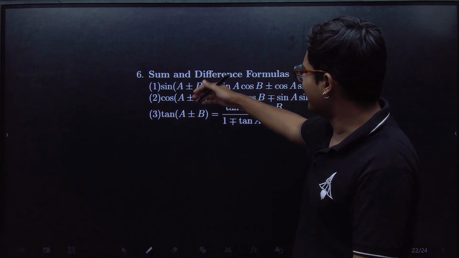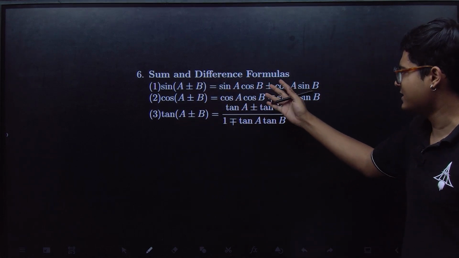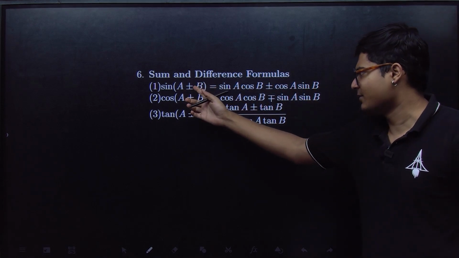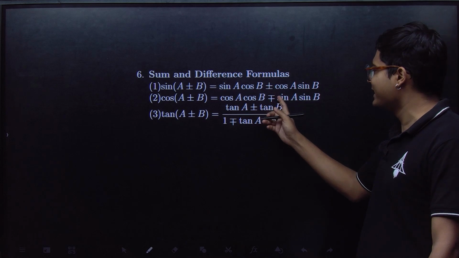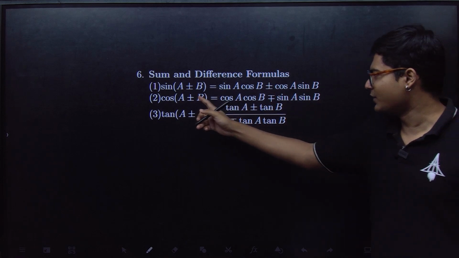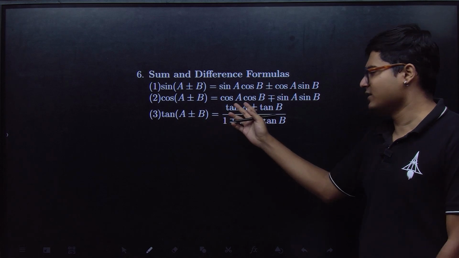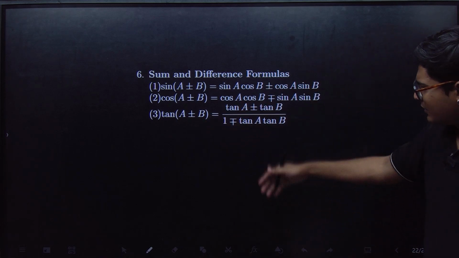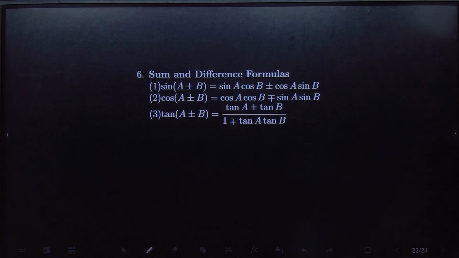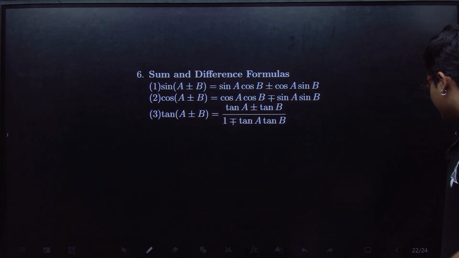So now let's look at the sum and the difference formulas. The sine of a plus minus b is sin a cos b plus or minus cos a sin b, depending on whether you're taking plus or minus. Similarly, cos of a plus minus b is cos a cos b minus plus sin a sin b, okay? So if you take plus here, you'll take minus here. If you take minus here, you'll take plus here. Tan of a plus minus b is tan a plus minus tan b divided by 1 minus plus tan a tan b, right? So using this, you can find out the trigonometric values of different angles, okay? Provided they're sums or differences of standard angles, okay?